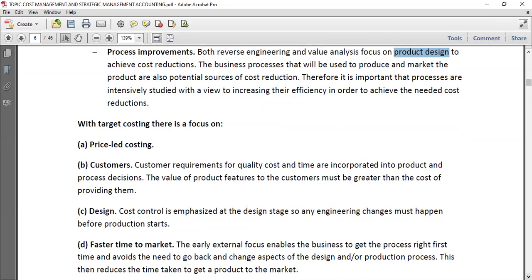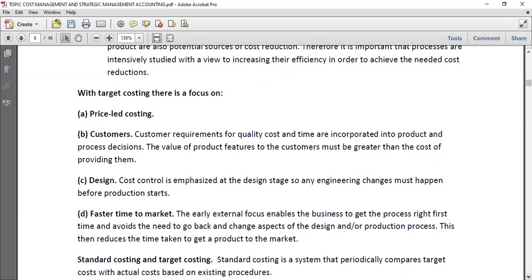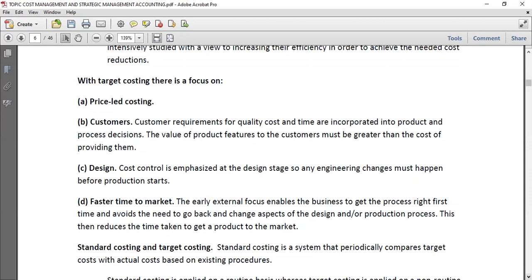So target costing, as you can see, is price-led and customer-focused. Price-led means it first looks at the price outside and at the customers. Remember, we first go into the market to determine the customer-perceived value, and we do this at the design stage. We're not waiting for the product to be in the market already. With target costing we also have a faster time to market, because we've already had the perspective of the market and designed a product that suits it.